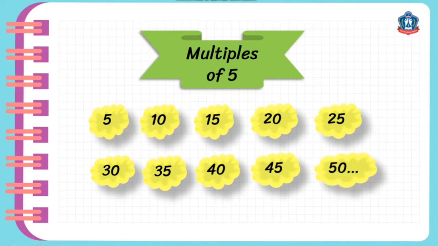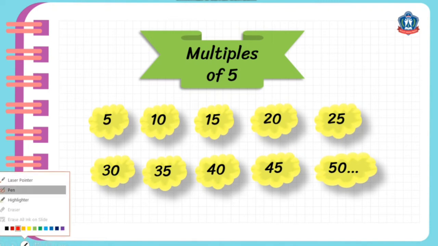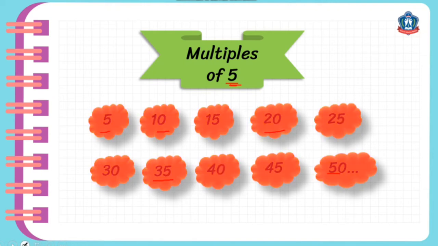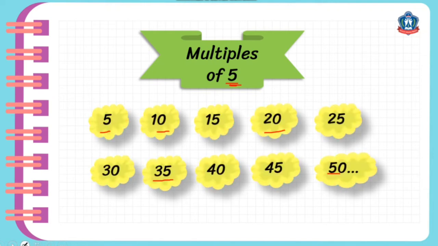So if we multiply number 5 with number 1, it will give us 5. If we multiply 5 by 2, it will give us 10. If we multiply 5 by 4, it will give us 20. If we multiply 5 by 7, it will give us 35. If we multiply 5 by 10, it will give us 50. So these numbers are what we call the multiples of 5.